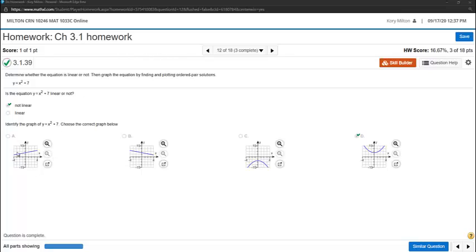So this one I already did, so this is number 12 from 3.1. Of course, your number 12 is going to look a little different than mine, but it's going to be done the same way. So this is not linear because it's x squared. Remember, linear is only x, y. So now, since I don't know how to graph it, I use a t-chart.